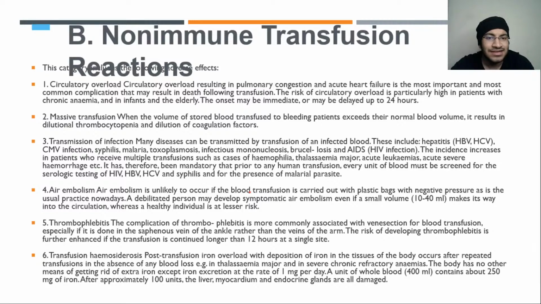Then many diseases can be transmitted by the transfusion of an infected blood. These include hepatitis, HBV, HCV, CMV infection, syphilis, malaria, toxoplasmosis, infectious mononucleosis, brucellosis, AIDS, and the incidence increases in the patient who receives multiple transfusions, such as cases of hemophilia, thalassemia major, acute leukemia, acute severe hemorrhage, and it has therefore been mandatory that prior to any human transfusion, every unit of the blood must be screened for the serologic testing of HIV, HBV, HCV, and syphilis, and for the presence of the malarial parasite.